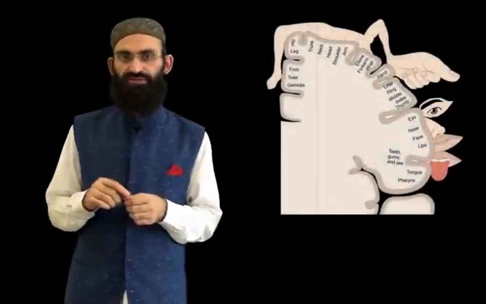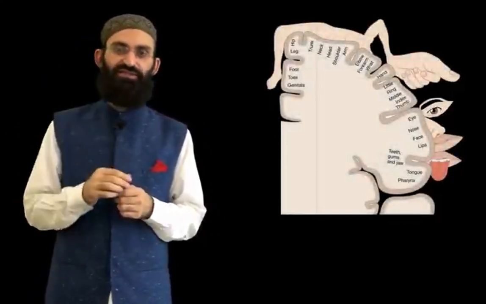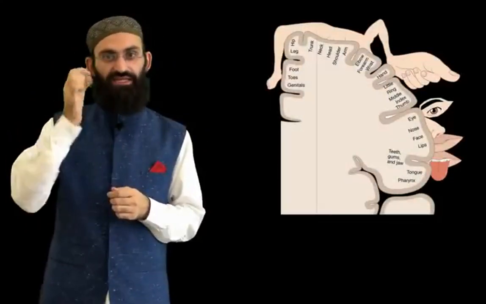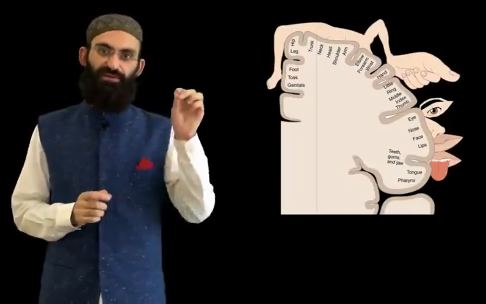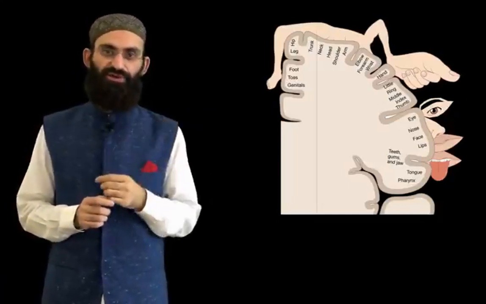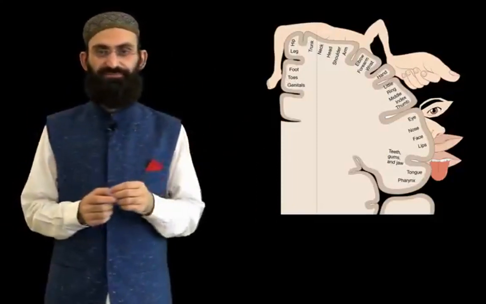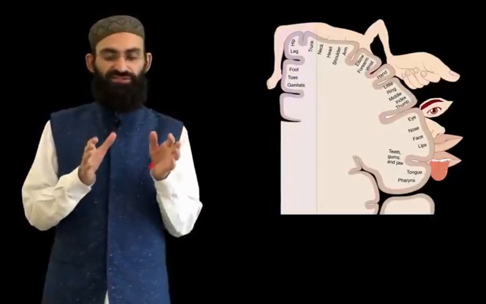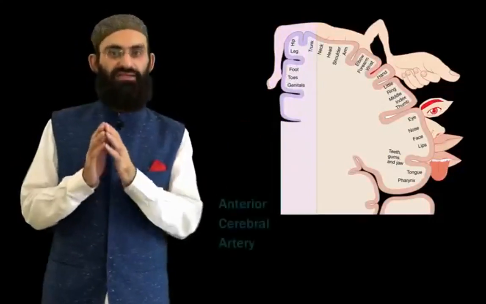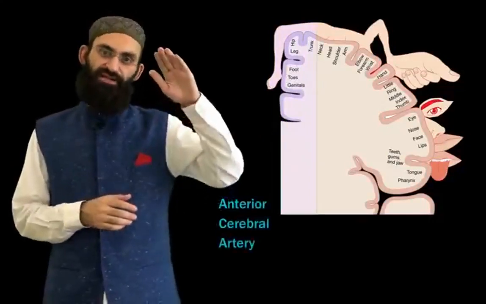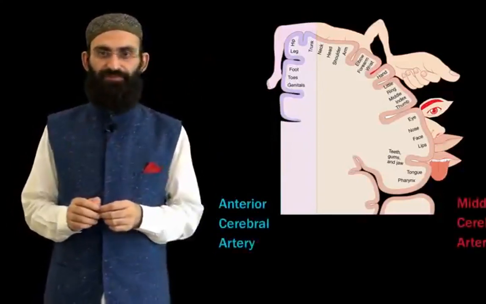If you recall from a brief overview of neuroanatomy, on the medial surface, the pyramidal cells that innervate the lower limbs are located, and on the lateral surface, the pyramidal cells that supply upper motor neuron supply to the upper limbs are located. You can also recall that the medial part of the brain is supplied by the anterior cerebral artery, while the lateral surface of the cerebral cortex is supplied by the middle cerebral artery.